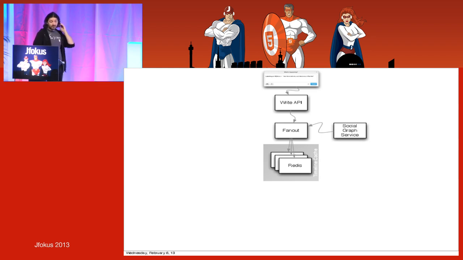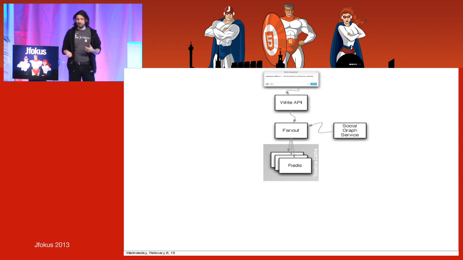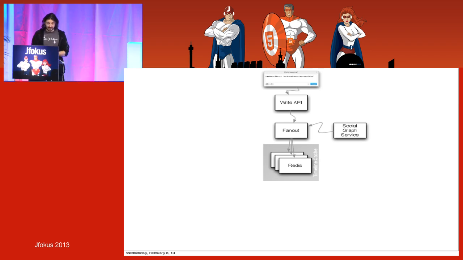So what fanout does is we have the social graph service, which maintains the information of who follows who, among other things, and figures out all the people who are following the author of the tweet, and then starts the insert process into Redis instances.